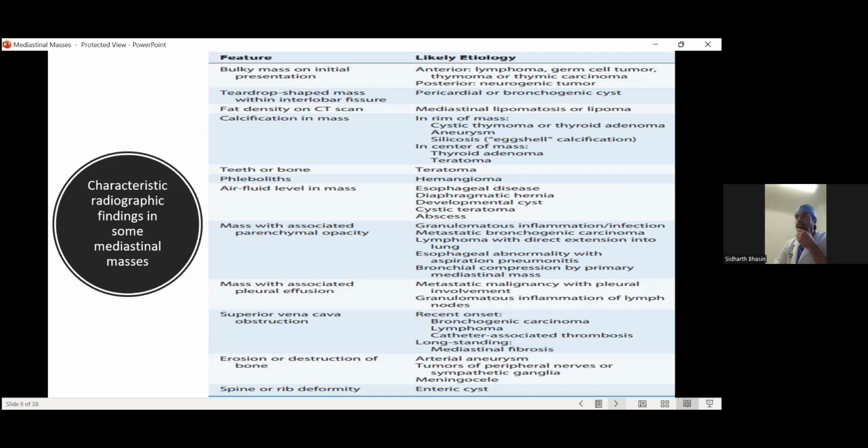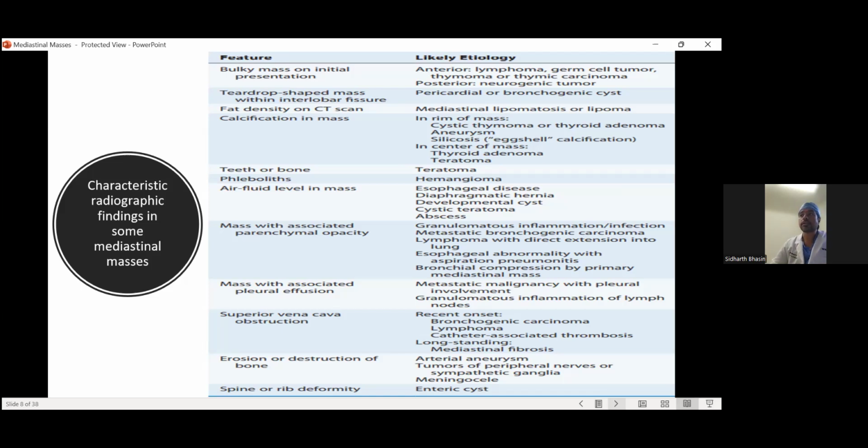If you see a mass with an associated parenchymal opacity, so you see a mediastinal mass and there's also a parenchymal opacity, that is a lung opacity, then that points towards either lung cancer or granulomatous inflammation, an interstitial lung disease sort of picture. And then you can see a mass with associated pleural effusion, like if you have a mediastinal mass and you also have pleural effusion. That points again more towards metastasis, but some of the granulomatous inflammation can also give you that.